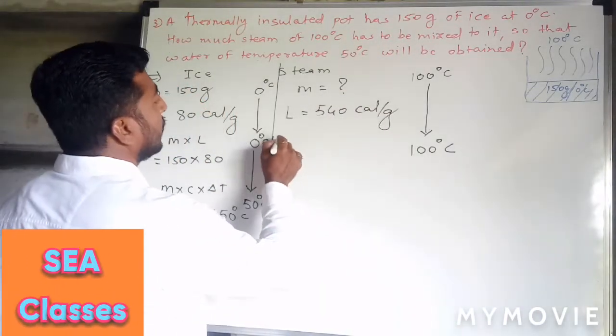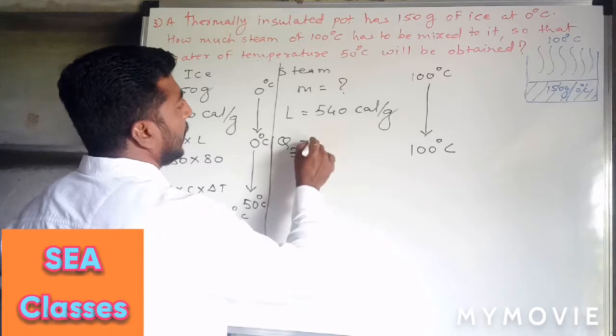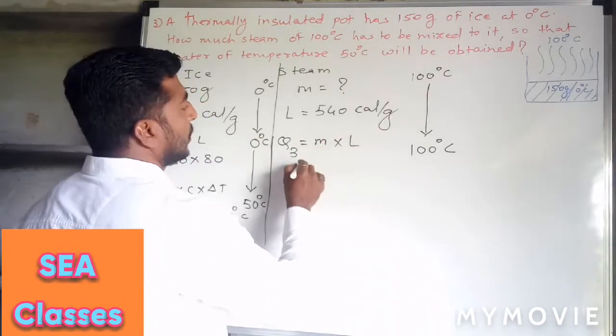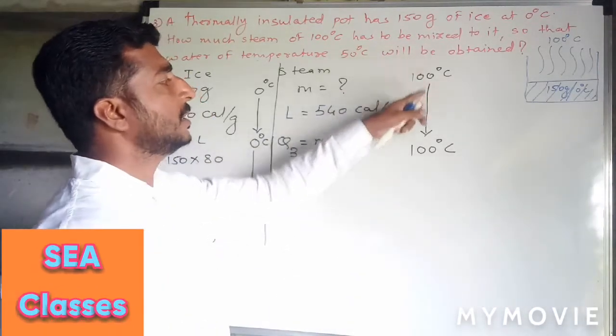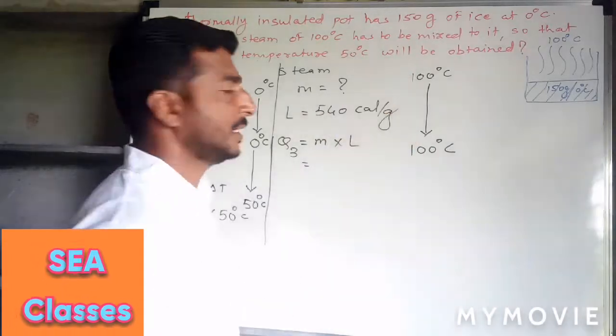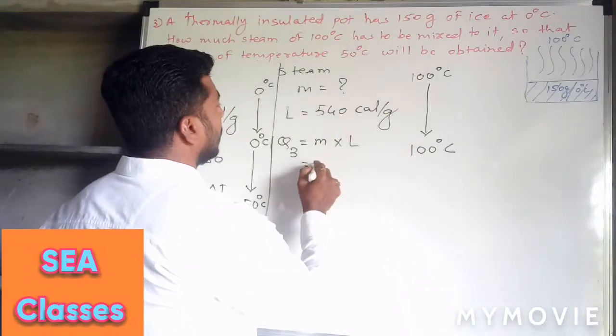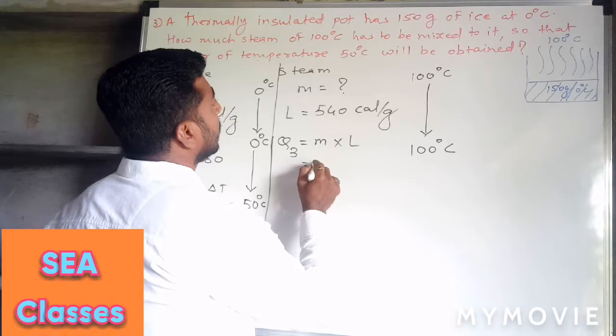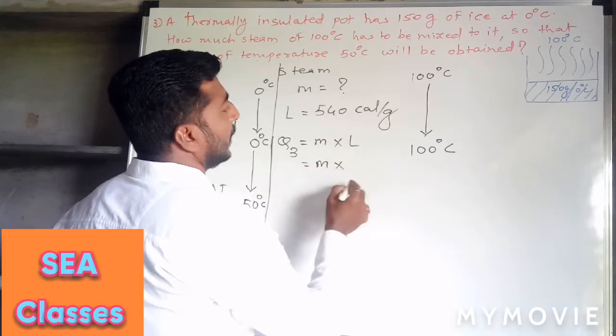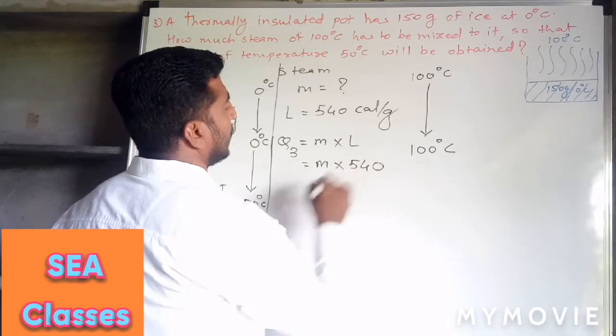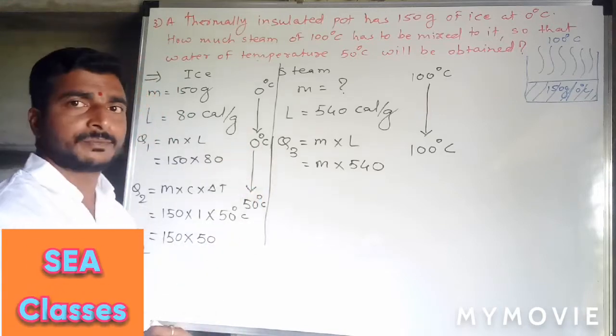So now Q3 will be equal to m into L. Why L? Because there is no change in the temperature, the state is changing. So it will be equal to mass, which is not known, and L, latent heat, is 540. So this will be your Q3.